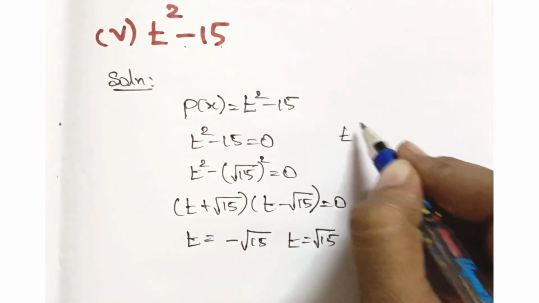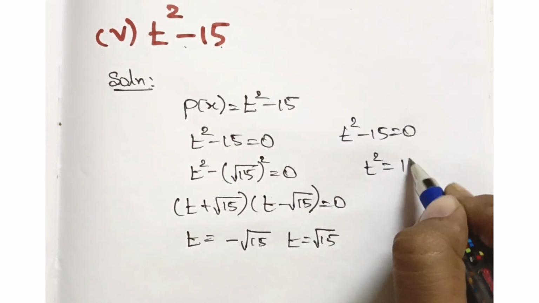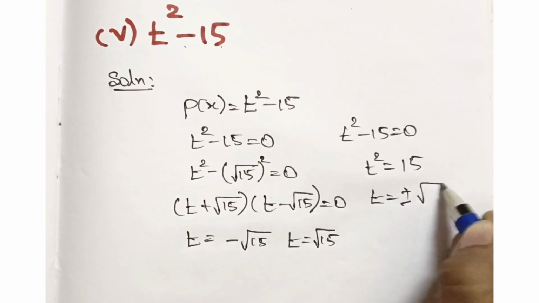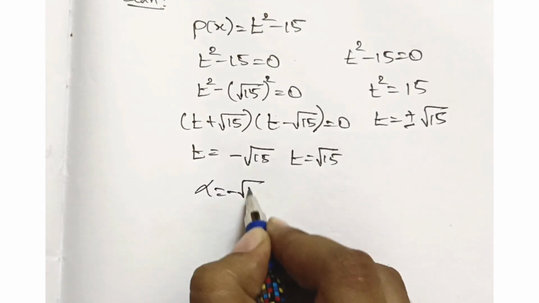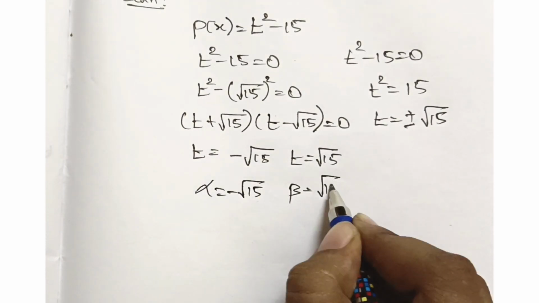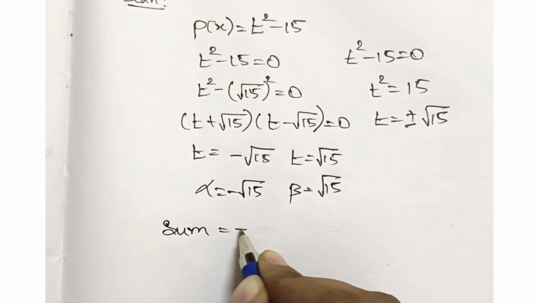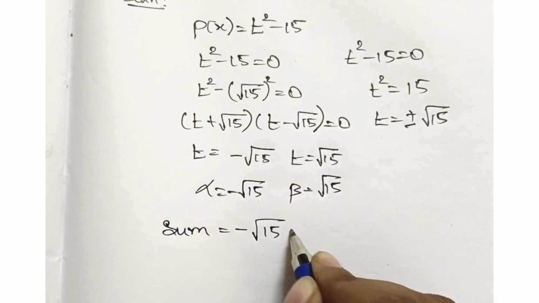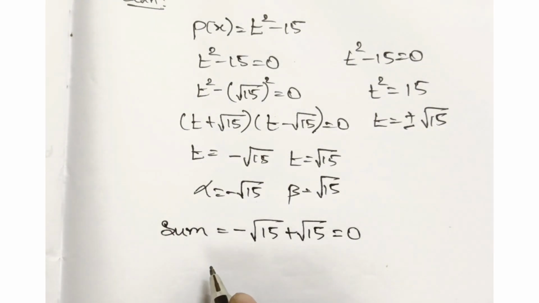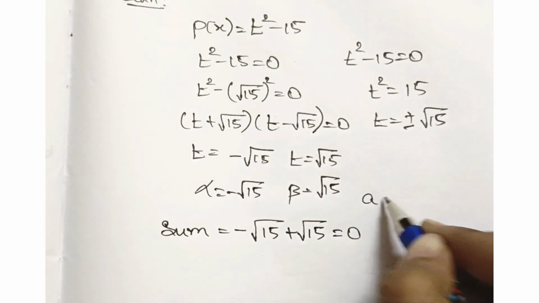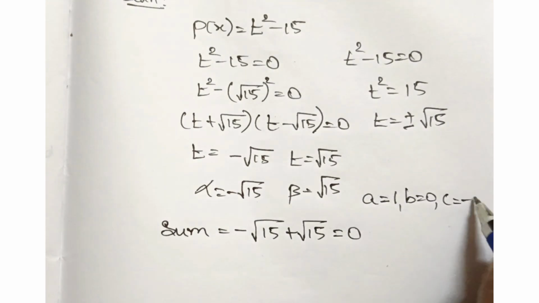Or you can just equate t square minus 15 equal to 0 and t square equal to 15. t equal to plus or minus root 15. What are the two roots? Alpha equal to minus root 15, beta equal to plus root 15. Then sum of the roots equal to minus root 15 plus root 15 equal to 0. Here, what's the value of a? a is 1, b equal to 0, c equal to minus 15.